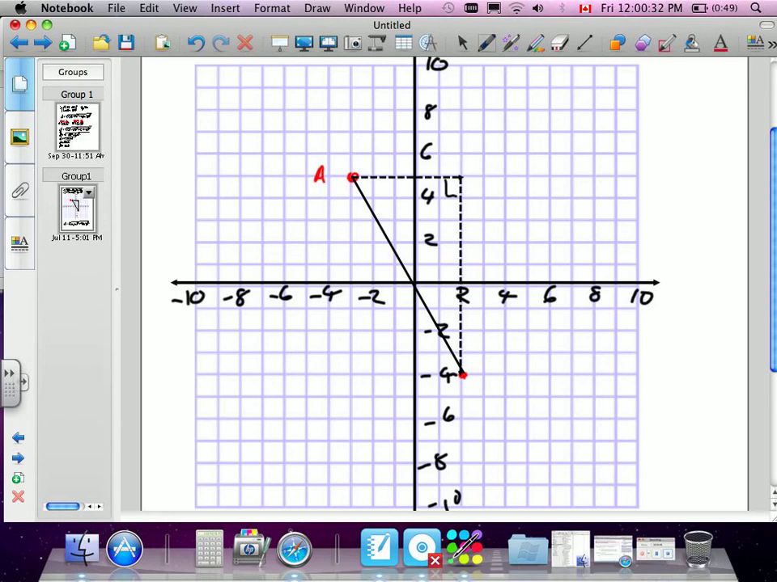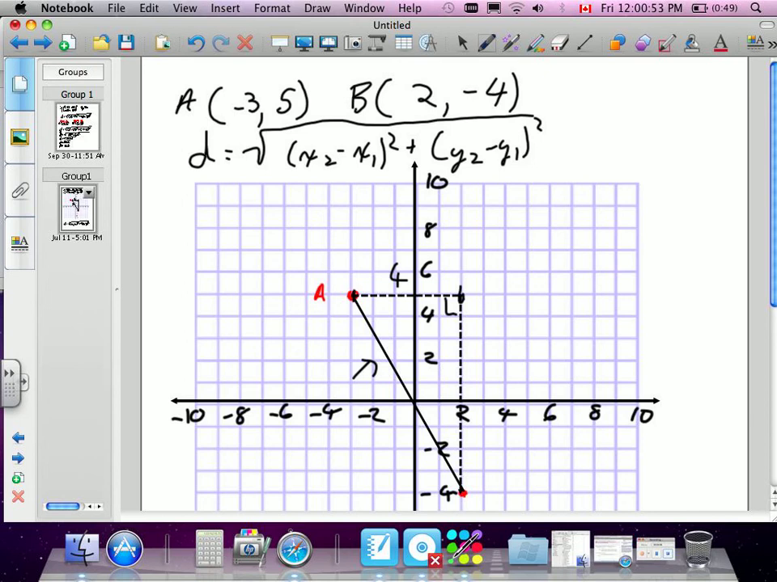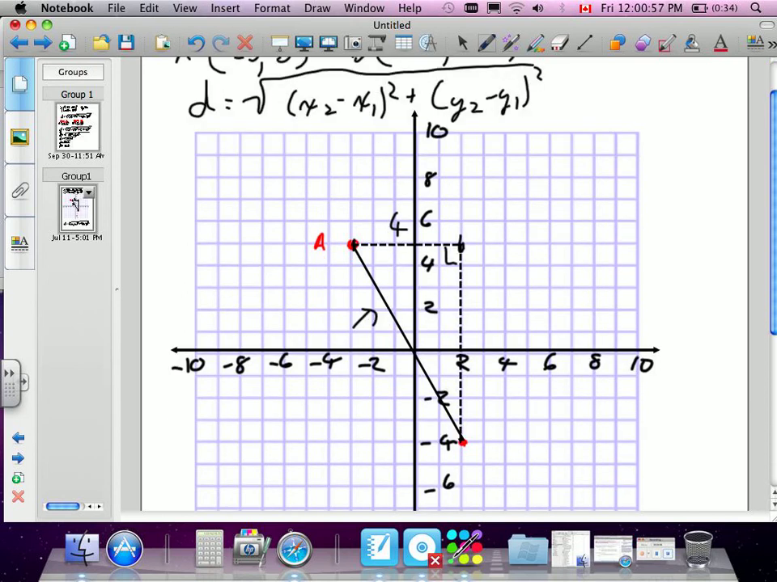So as long as I know the distance of each of the other sides, which we do by subtracting, we went from -3 to +2. So how far is that distance? 5. Is that the right distance? Oh, sorry, we're going from -3. There you go. We went from -3 to +2, so it's 5. And we go from +5 down to -4, so that distance is 9.